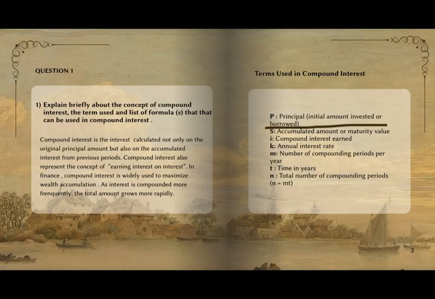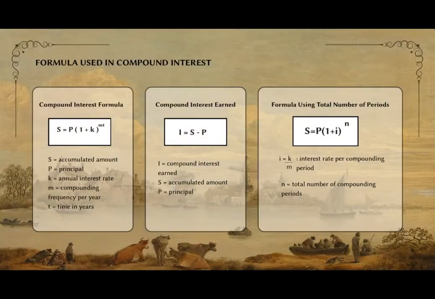P as principal, the initial amount invested or borrowed, S as accumulated amount or maturity value, I as compound interest earned, K as annual interest rate, M as number of compounding periods per year, T as time in years, N as total number of compounding periods. Formulas used in compound interest.